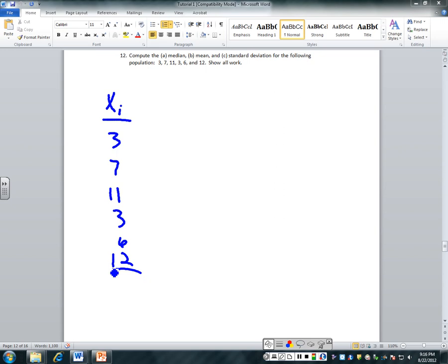The numbers are 3, 7, 11, 3, 6, and 12. Okay, so anyway, the sample mean, X bar, is just equal to the sum, that sigma just means add them up, of the X's. The i just means it's a random variable. It has different values, 3, 7, 11, 3, 6, and so on, divided by n. So we know n is 6 just because there are 6 values there.